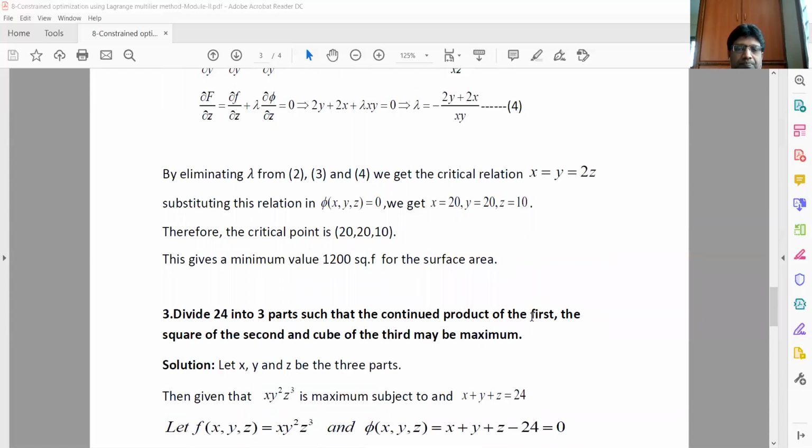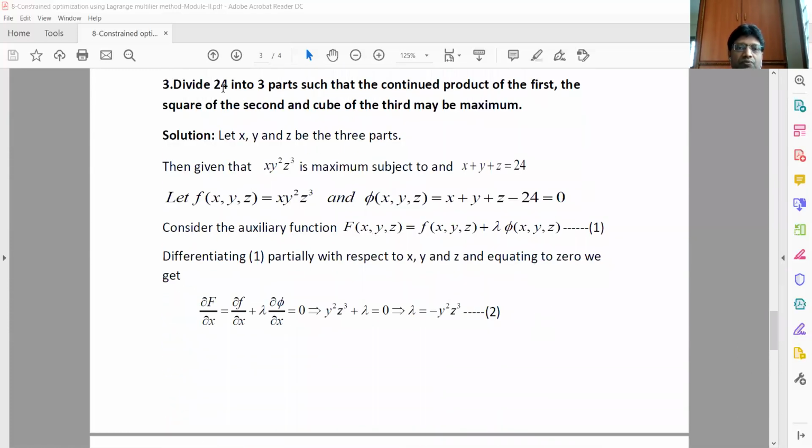Okay. So next, divide 24 into 3 parts such that the continued product of the first, the square root of the second and cube of the third may be maximum. So we have to divide 24 into 3 parts. So let x, y, z be the 3 parts. Then given that x, y square, z cube is maximum subject to x plus y plus z is 24. So take this one as f of x, y, z and this constraint is phi of x, y, z.